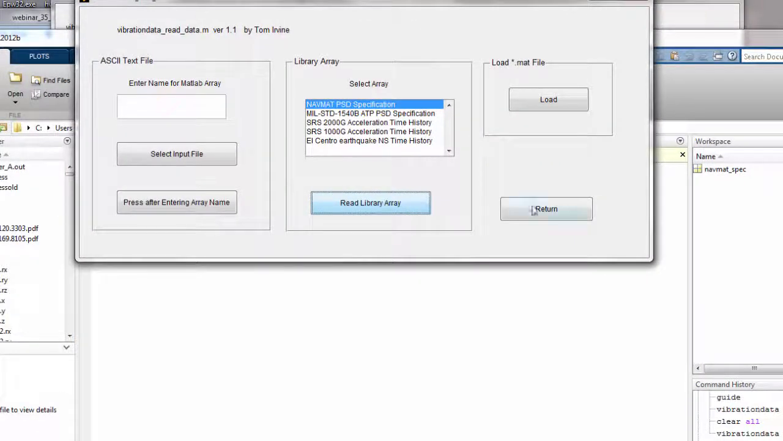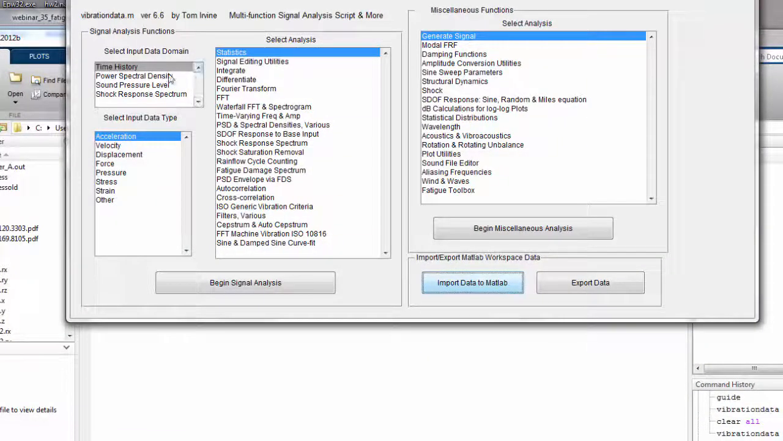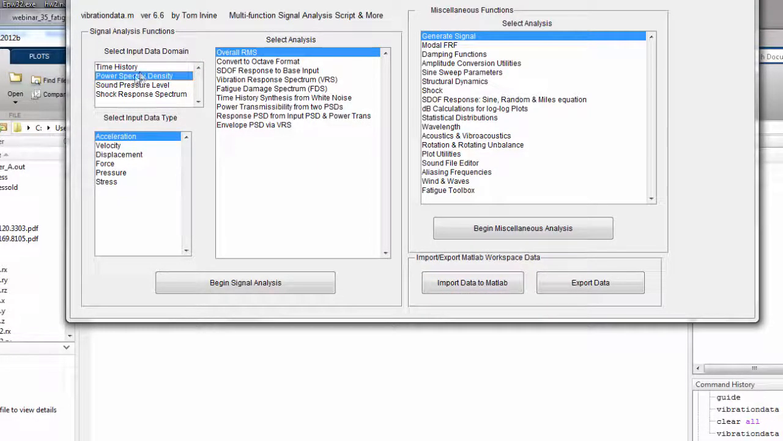Okay, so what should we do next? So let's return out of that, and we're going to enter in a PSD, which is that NavMat level, and we're going to do a time history synthesis from white noise. So let's begin that.